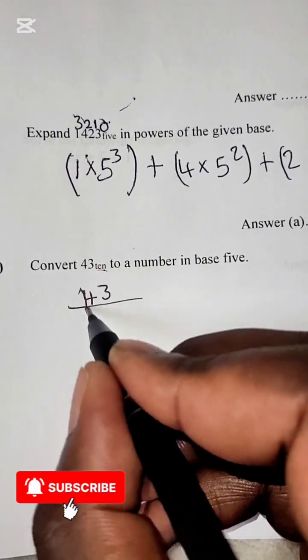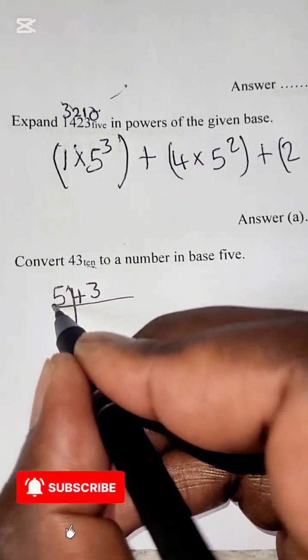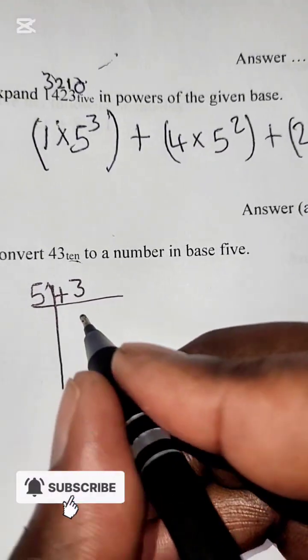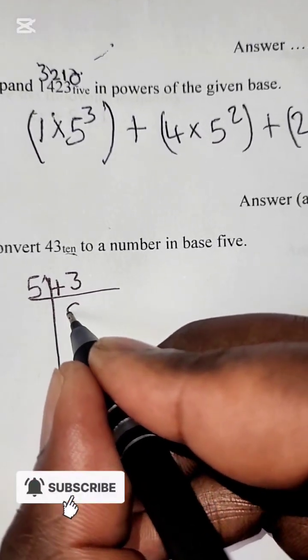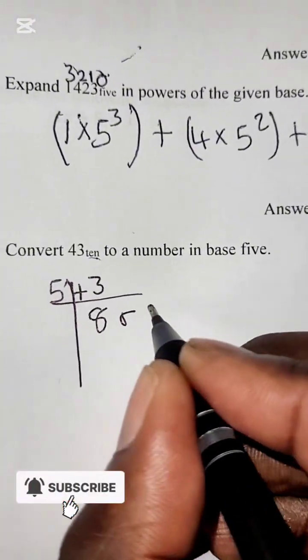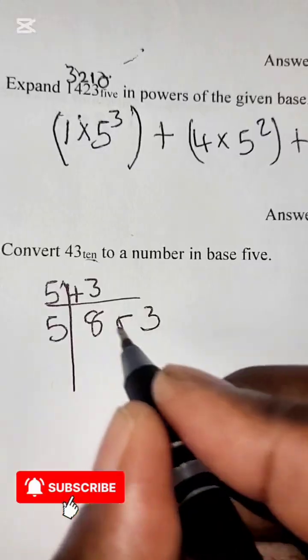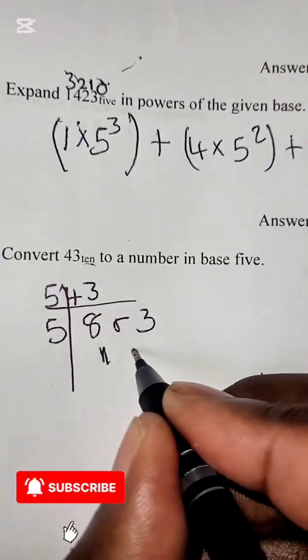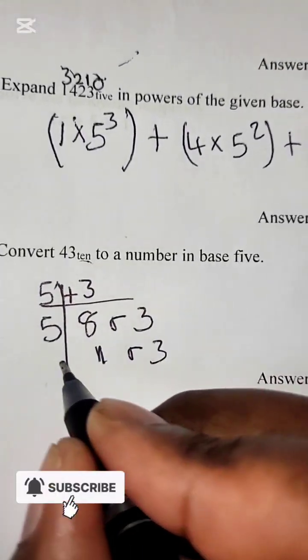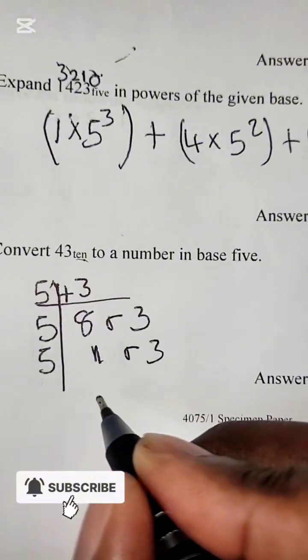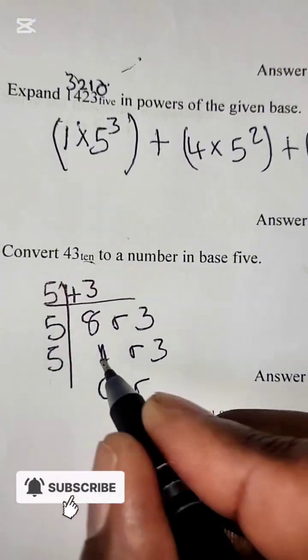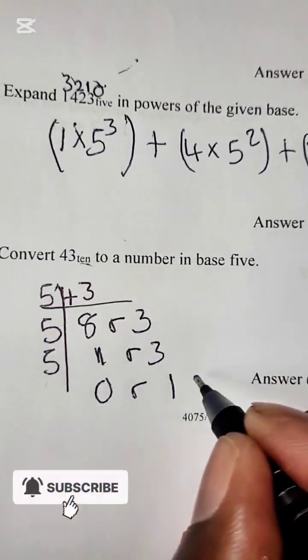So convert a number to base 5. We divide by 5. 5 into 40, that's 8, remainder 3. Then 5 into 8, that's 1, remainder 3. And 5 into 1, that's 0, remainder 1.